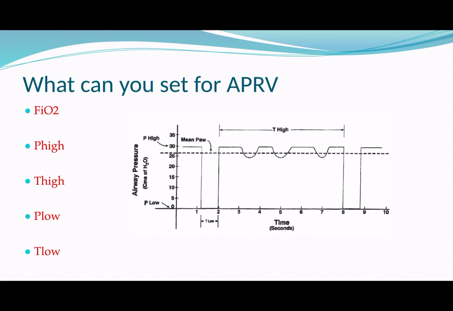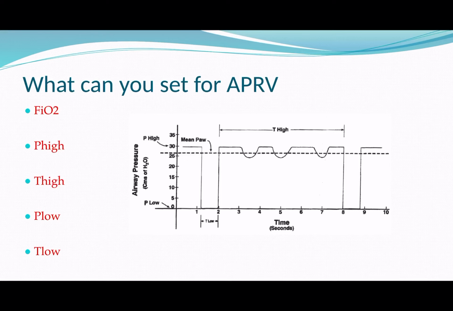Well, it's first of all quite useful to think about what we can set in APRV. And there are only really 5 things that we set in APRV. The first is the fractional inspired oxygen concentration, which is similar for all ventilators. And then the other things are unique to APRV in what they're called. That's the pressure high. This is the pressure at which it's kept at the high pressure. And then the T high, or the time high, is the amount of time that it's kept at that high pressure. The P low, which is usually set to 0 or as close to 0 as possible, is the pressure low. And then the time low is the amount of time that it's kept at that low pressure.